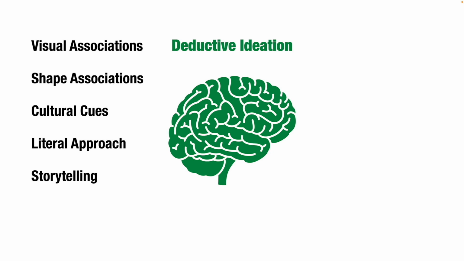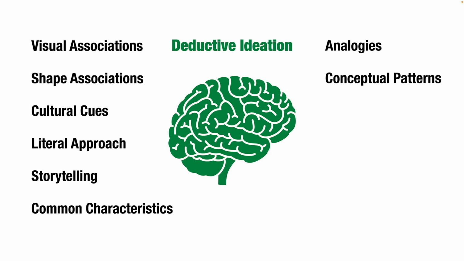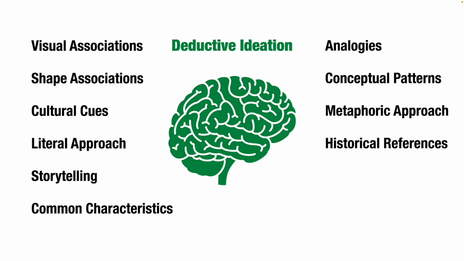Storytelling is a great way to do deductive ideation. Common characteristics revolving around the company, product, or service. These are all issues you can capitalize on. It could be simple analogies, conceptual patterns that you put together based off of the information, or it could be a metaphorical approach. It could be historical references. It can be color associations. All these things play a part, and you're going to use more than one of these most of the time on any given logo, especially color association.